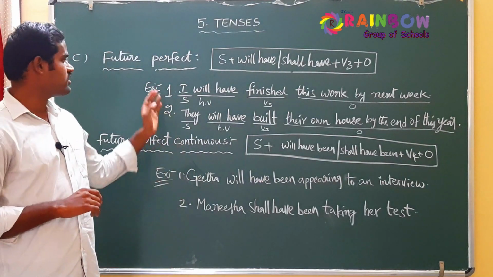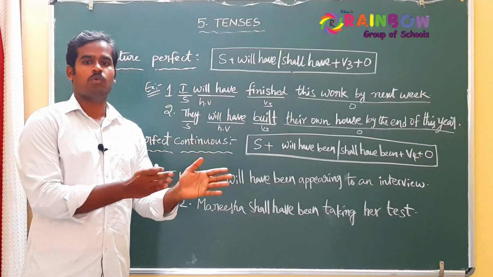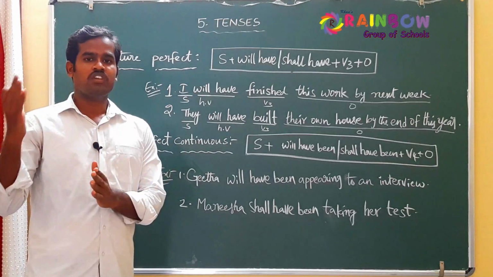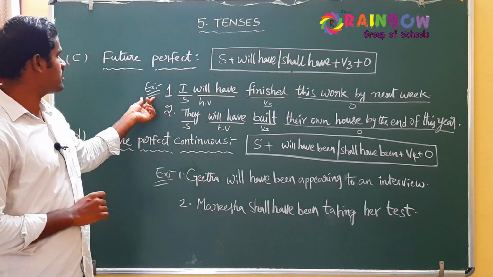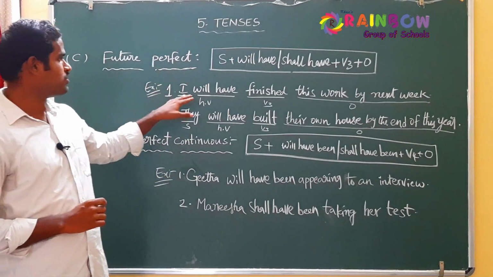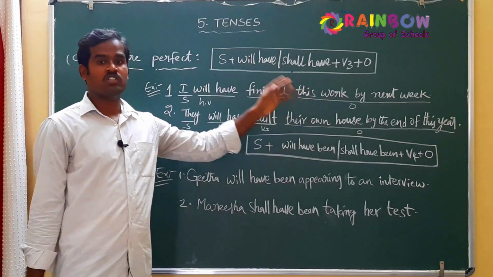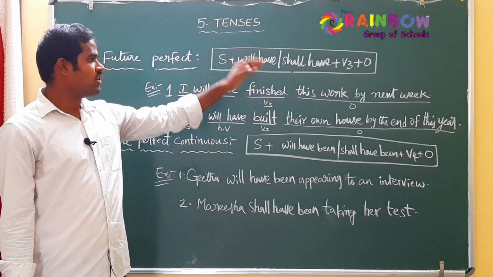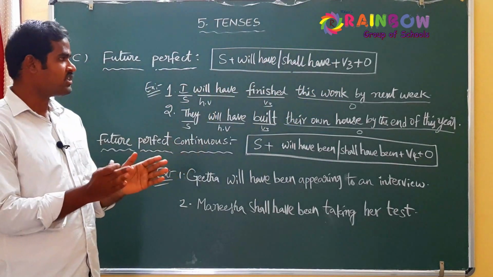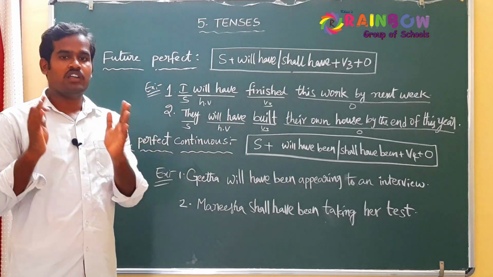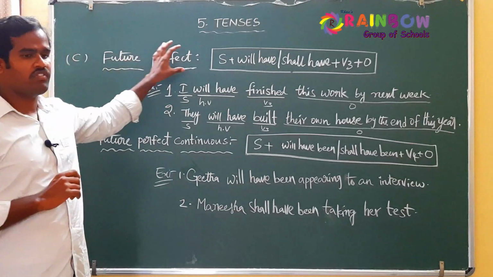So future perfect is used to express actions which are started at some particular moment in the future and will be finished by some other moment in the future. In that case we use future perfect. If you observe these examples, you will understand very clearly. I will have finished this work. It means the work will be started already and the work will be finished also by next week. So it will be started at some time in the future and it will be finished by some other time in the future. That is the use of future perfect.